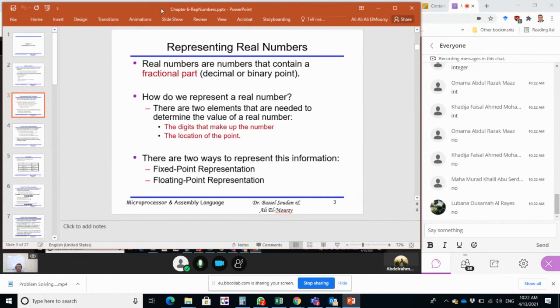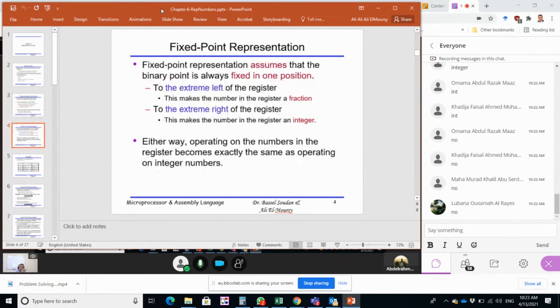In order to represent the real numbers, I have two ways. Either fixed point representation, or what we will be learning today, which is called the floating point. What is the fixed point representation? Fixed point representation assumes that the decimal point is fixed.